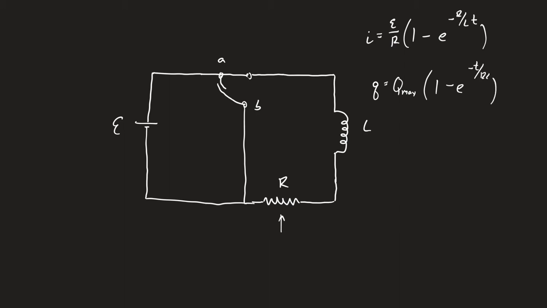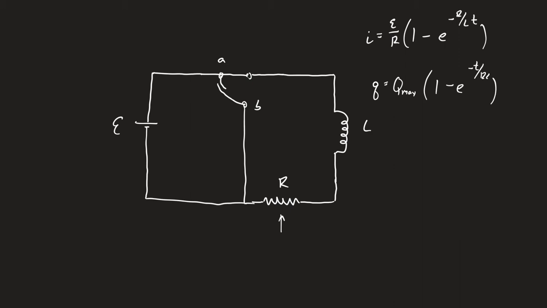Except R was in the denominator of the fraction, which meant that if R was bigger, it would take longer for the capacitor to charge, which I hope makes good sense, because remember, if R is bigger, current is going to be a smaller value overall, and therefore the trickle of charge getting into the capacitor is going to be slower, and therefore it takes longer to charge.